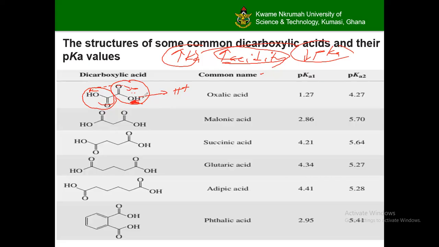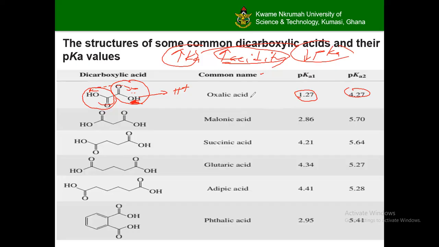So it is always easier for you to lose from the neutral one than you losing from a singly charged anion as a dicarboxylic acid. That is why you realize that the acidity here, the number is small, meaning it's high acidity, but acidity is lower in the pKa. So that's when it's losing the second one.